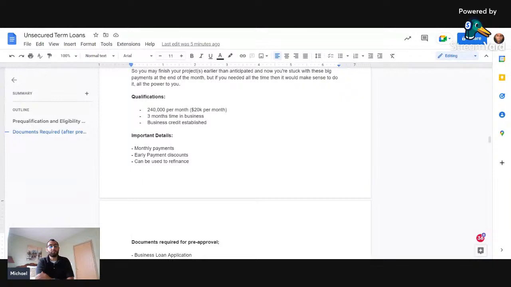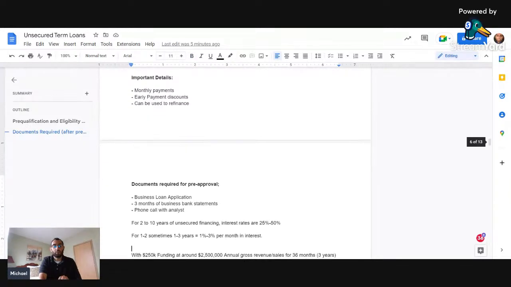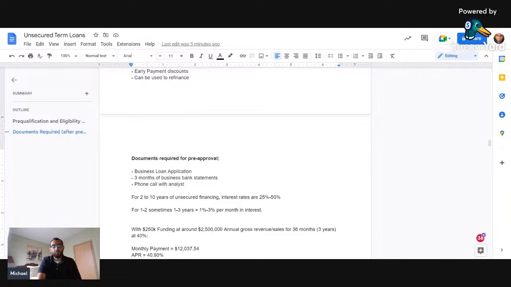Qualifications: $240,000 per month, $20K per month, 3 months time in business, credit established. Important details: monthly payments, early payment discounts can be used to refinance. Documents required for pre-approval: business loan application, 3 months of bank statements.